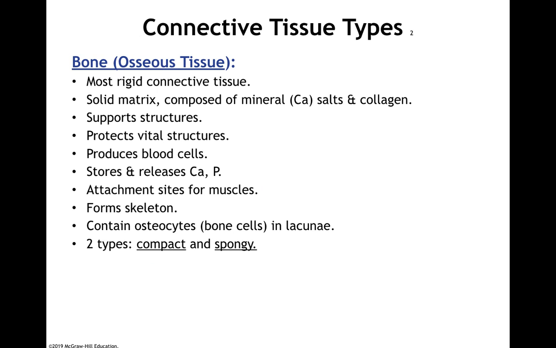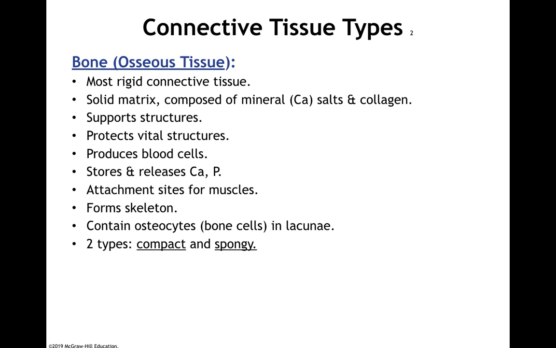Bone, or osseous tissue, is the most rigid of the connective tissues. It has a solid matrix composed of mineral, mostly calcium salts, and collagen. It provides support structures. It protects some very vital structures, and produces blood cells, all of the blood cells. It also can be used as a reservoir for calcium and phosphate to be released or stored as we need it or have excess. It's an attachment site for muscles. It forms a skeleton.